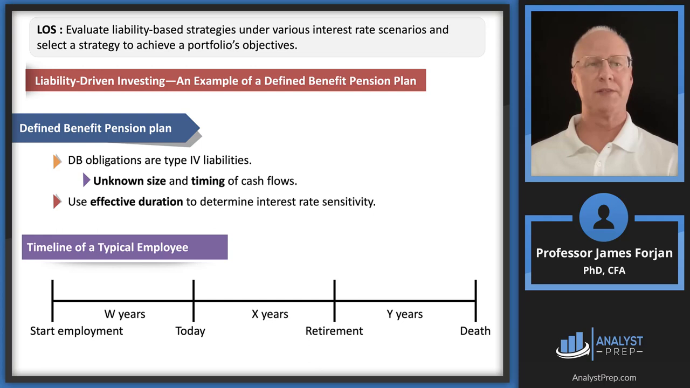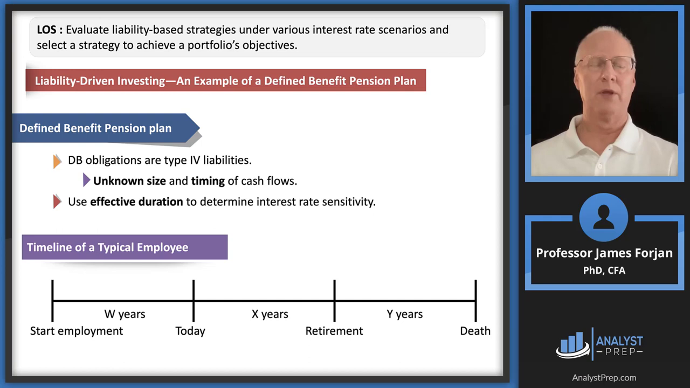Now there's a good timeline with some notation that the reading uses. Notice W stands for the number of years that a current employee has been working. X stands for the number of years until the employee is expected to retire. And then Y stands for the number of years that the employee will be part of our obligation. We're going to have to pay his or her retirement benefits.